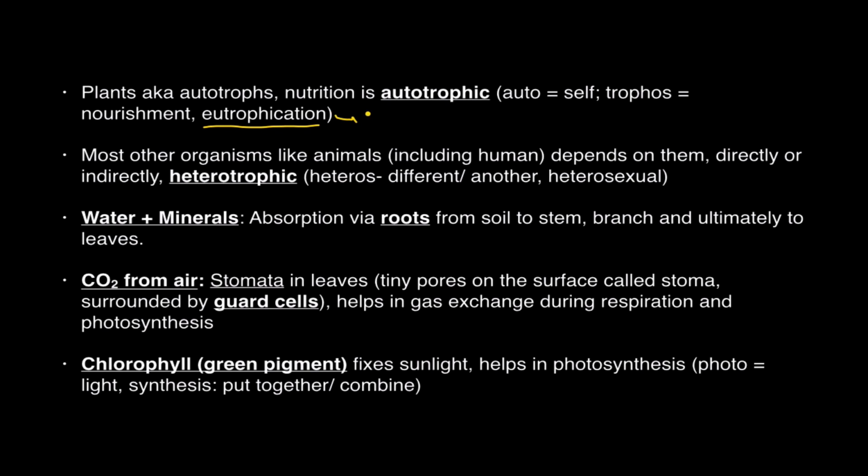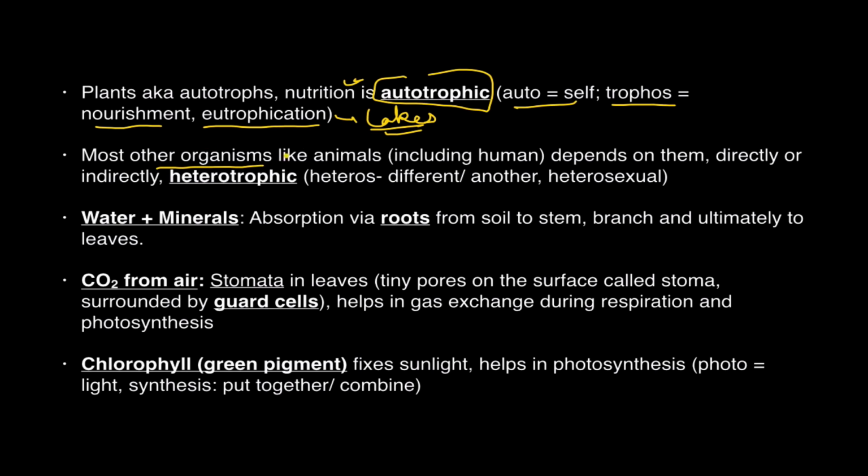So eutrophication is the enrichment of lakes. When there is excess nourishment of lakes, they grow old and senile and no life is possible. I will be dealing with it separately. This nutrition is called autotrophic nutrition. Auto means self, trophos means nourishment.